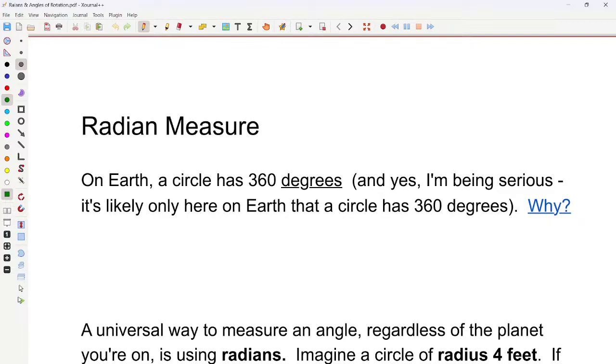So this is just a little potpourri, a little getting us going. Why does a circle have 360 degrees? Turns out it doesn't, except here on Earth. Maybe because it's relative to the planet, like the shape of the planet. I mean, I've been stressing the word Earth.